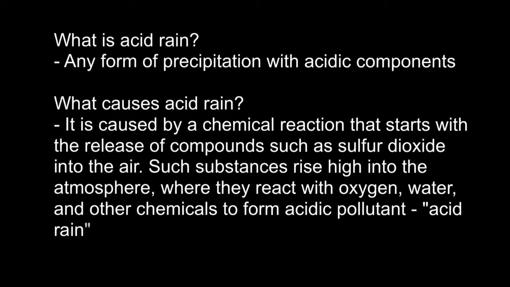What is acid rain? Acid rain, simply put, is any form of precipitation with acidic components. Acid rain is caused by a chemical reaction that starts with the release of compounds, such as sulfur dioxide, into the air. These substances can rise high into the atmosphere where they react with oxygen, water, and other chemicals to form a more acidic pollutant, this acid rain.